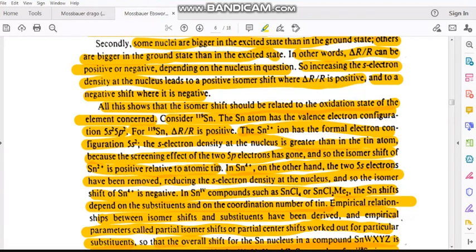Now we take tin 2 plus and tin 4 plus. Tin has the electronic configuration 5s2 5p2. Tin 2 plus has the formal electronic configuration 5s2.